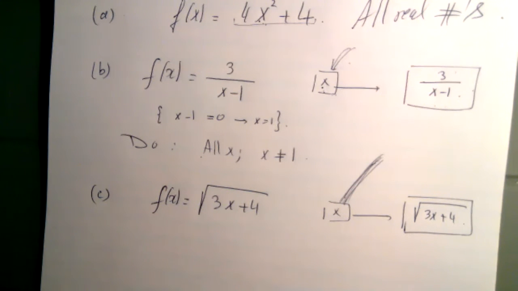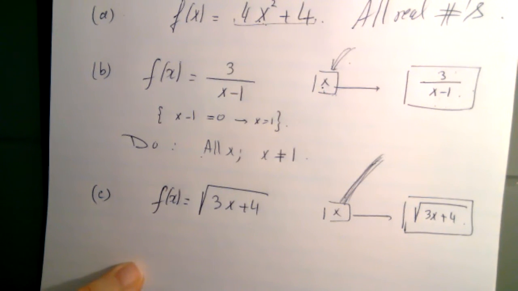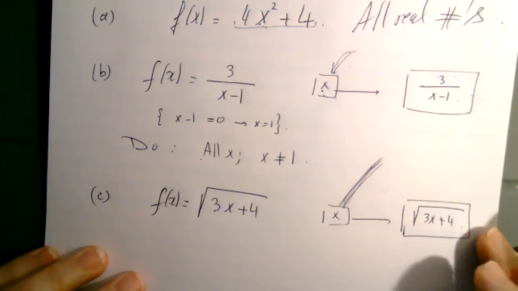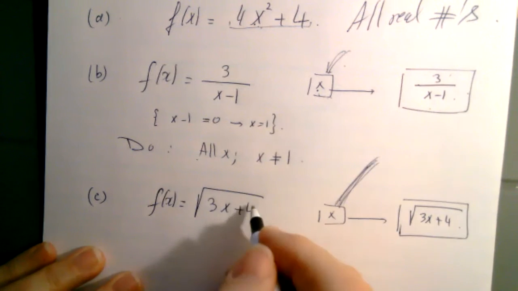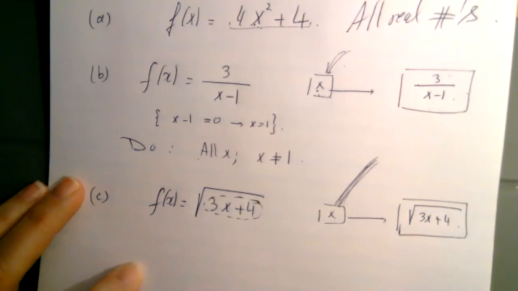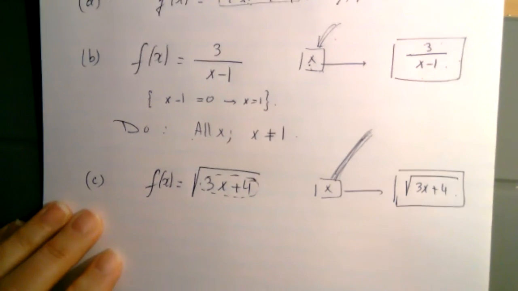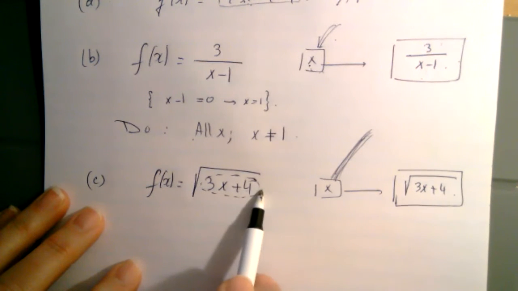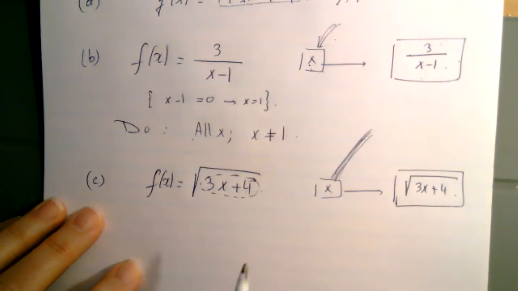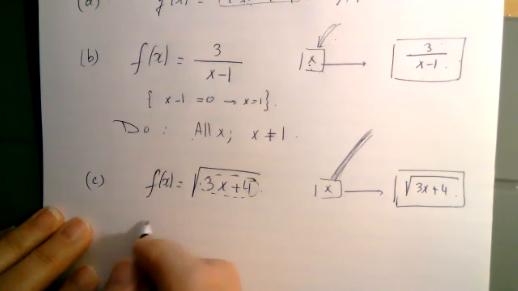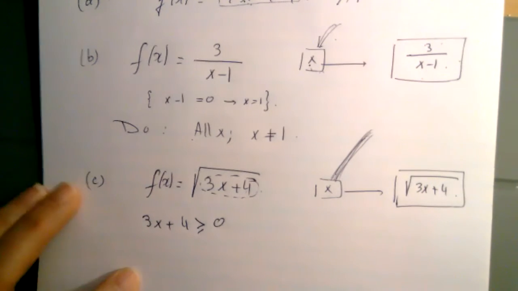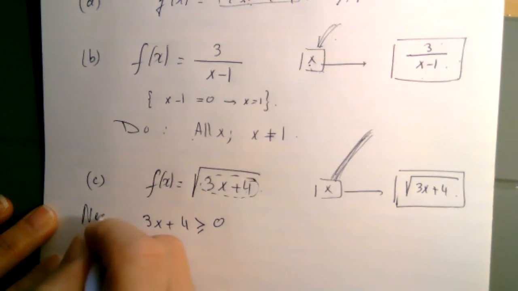Now, whenever you have a square root, of course, it can't be negative, right? But what's the "it"? That's the "it" we're struggling with. What's underneath the square root? The expression, 3x plus 4. Greater than 0? Yeah. What we need is, we need this to be greater than or equal to 0. That's what we need.